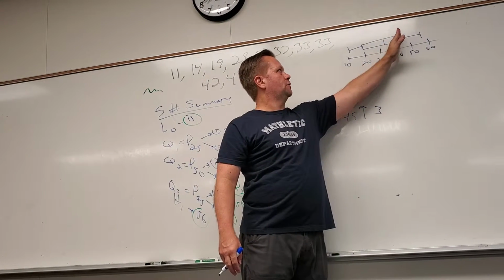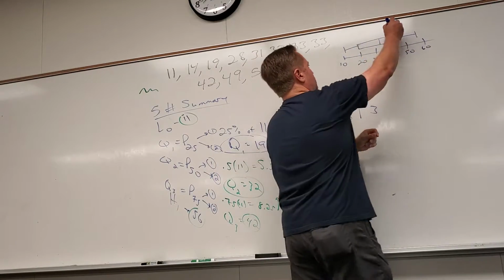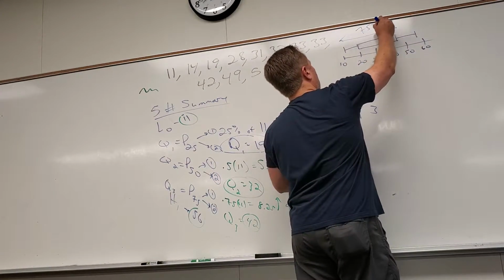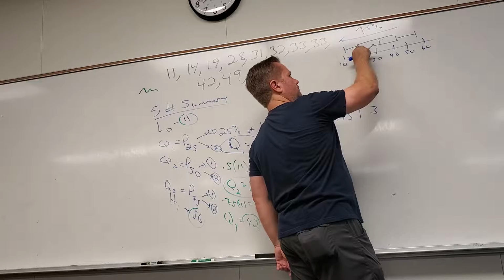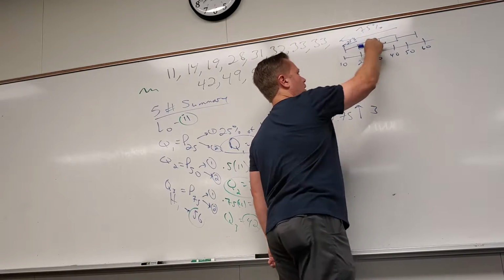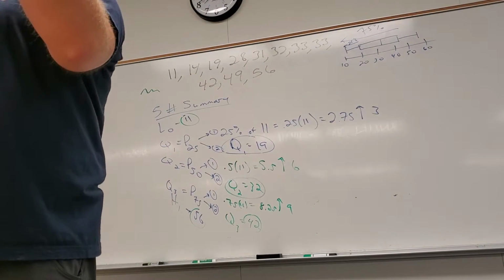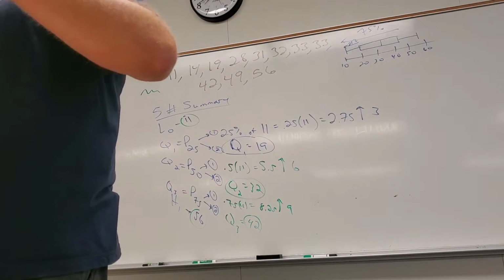This line represents what? This line. 75th percentile, which means there's 75% below it. This line represents 25th percentile, which means there's 25% below it. So how much is in the box? 50%. That's your heartland.